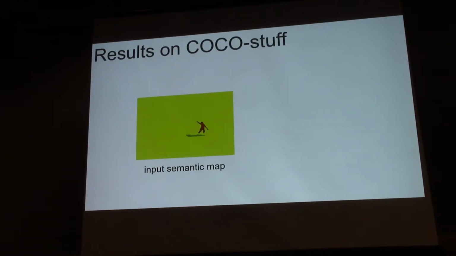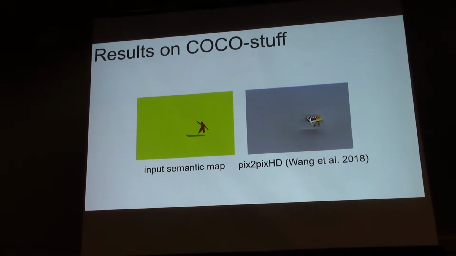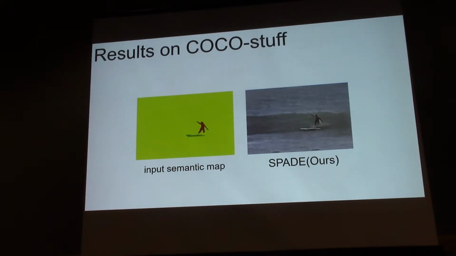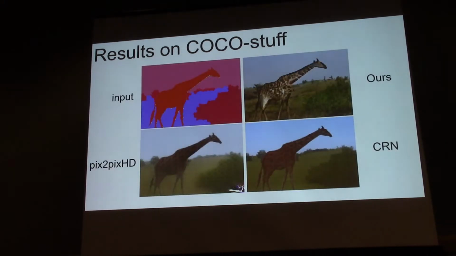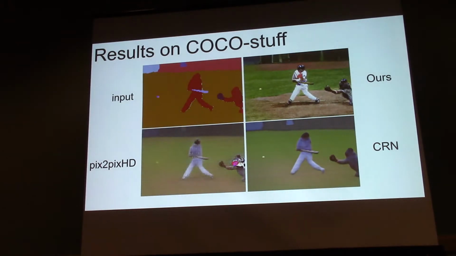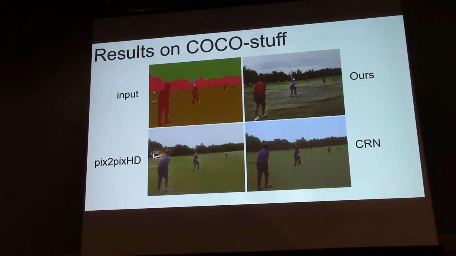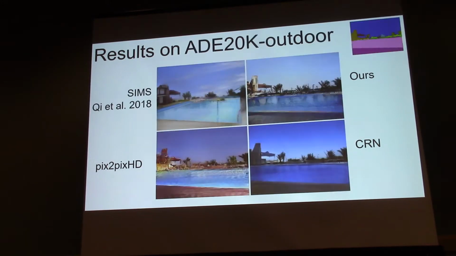So here are the results. Given this input semantic map, this is the result of CRN and Pix2PixHD. I think Pix2PixHD creates these artifacts because we have a large flat label. And ours generates the correct texture even for the background. You can see that the COCO-Stuff dataset is more diverse. It contains animals, people playing sports, and interior, and food pictures, and so on.